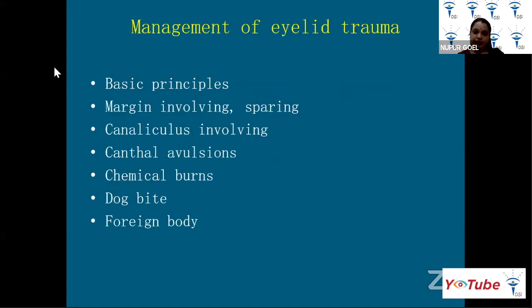My outline of the presentation would be the basic principles of eyelid trauma, margin involving and margin sparing, canalicular involving, canthal avulsions, chemical burns, dog bite, and foreign body. In the interest of time, I would skip the chemical burns, dog bite, and foreign body part, as this would be too exhaustive.